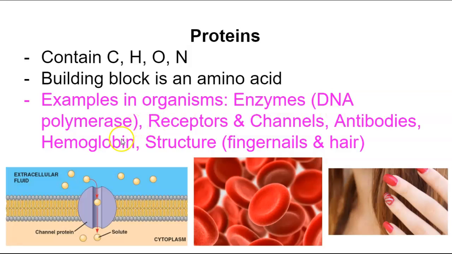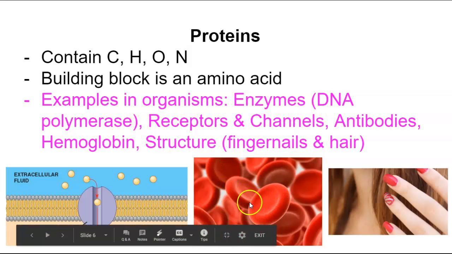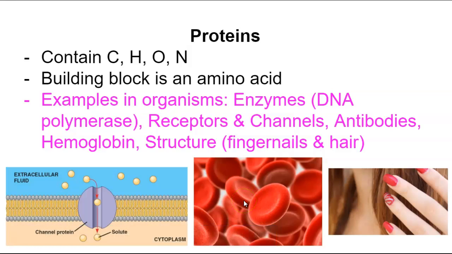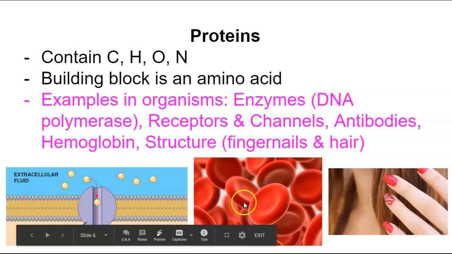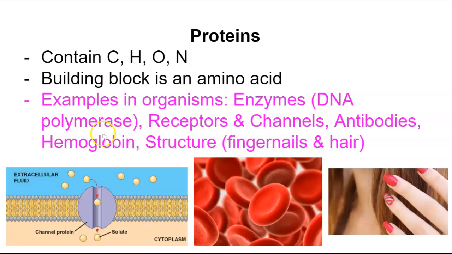We have hemoglobin. Hemoglobin's found in your red blood cells, and it's responsible for carrying oxygen. So remember, oxygen needs to get all around your body, all around your cells, and your red blood cells carry oxygen, and in order to carry it, they need this special molecule called hemoglobin.